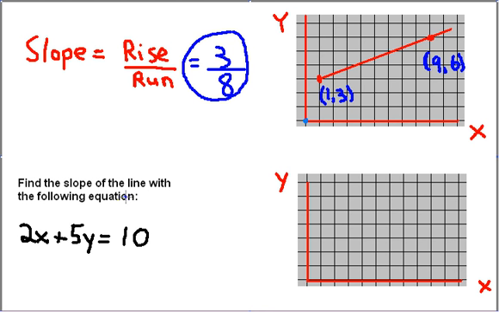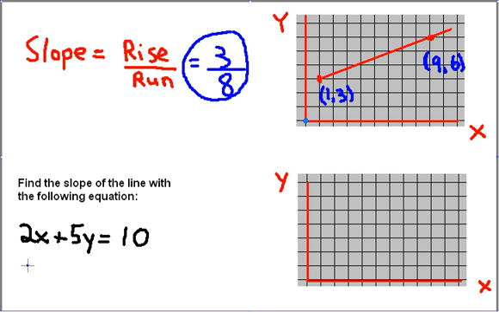Lastly here, and then we'll get to our review. Find the slope of a line with the following equation. You have 2x plus 5y equals 10. Before we can find this slope, we need to get a couple of points identified that solve this equation. So once again, let's try to find points that are easy, quick.